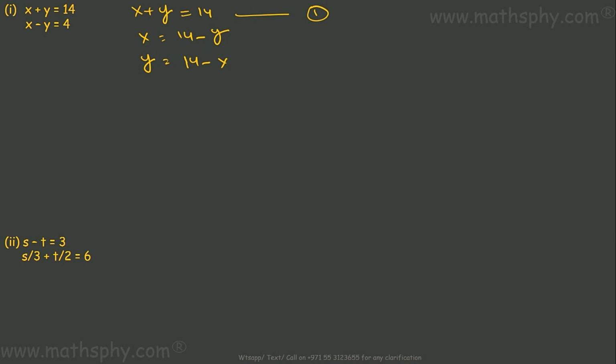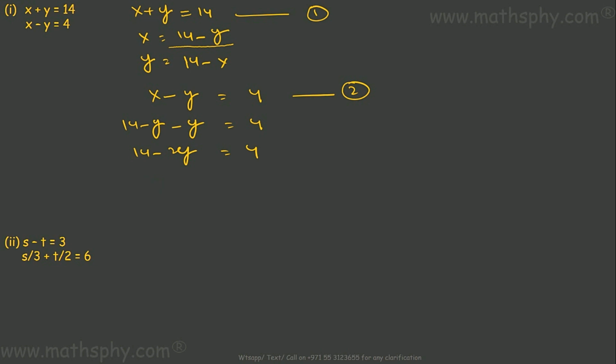Now, my equation number 2 is x minus y is equal to 4. That's my second equation. In this equation, the value for x is 14 minus y. x is equal to 14 minus y. I'll replace x with 14 minus y in x minus y equal to 4, which gives 14 minus 2y equals 4.